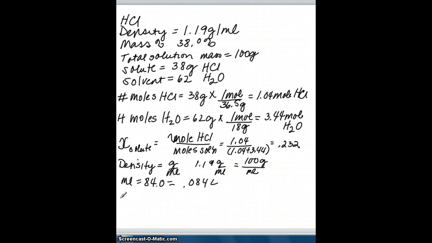Now I can figure out the molarity of the solution, which is equal to the moles of solute over the liters of solution. So that would be 1.04 moles over 0.084 liters, giving me a molarity of 12.4.